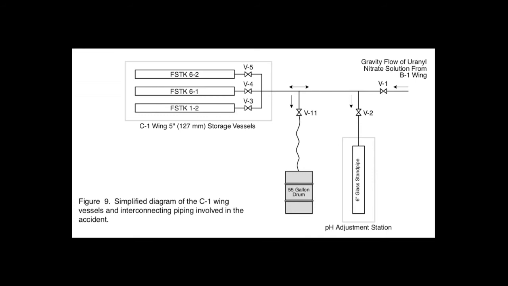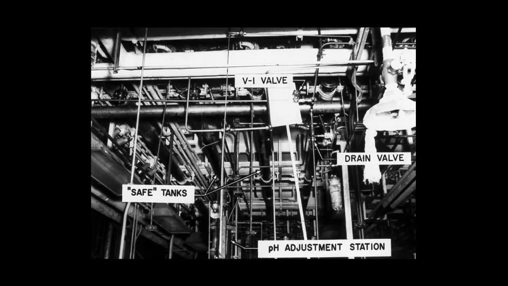This shift's supervisor was concerned that uranyl nitrate could be leaking into C-wing from the operating B-wing, and so he had an operator check that the V1 valve was closed. The operator applied force to the valve, which actually closed it completely and halted the inflow of uranyl nitrate solution from the B-wing.